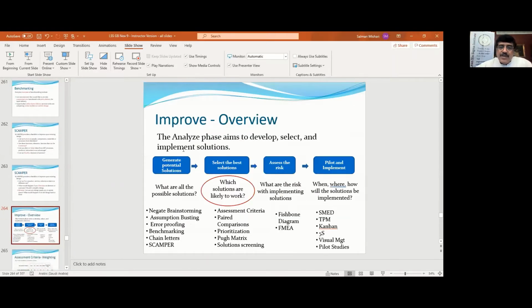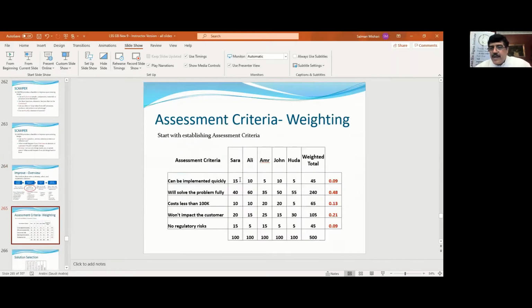So after you generate your potential solutions, now you want to select the best solution. How are you going to assess the best solution? You need to first establish an assessment criteria. So you put down all the criteria for the assessment and say, okay, we want it to be implemented quickly. That is important.